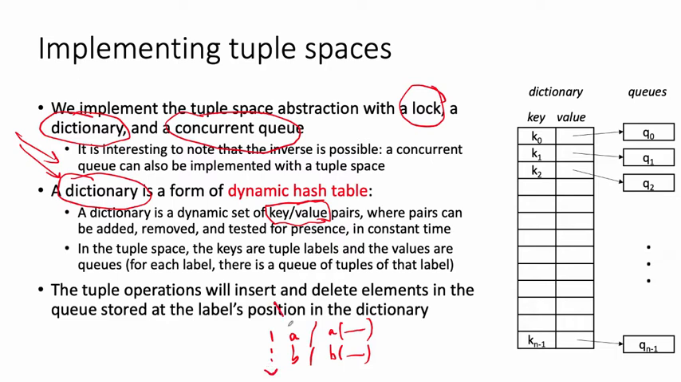You can say, does there exist a key of A in the dictionary? Does it exist key B? So you can add, remove, and test whether they exist. And the interesting thing is that it is in constant time, and also it's efficient space.